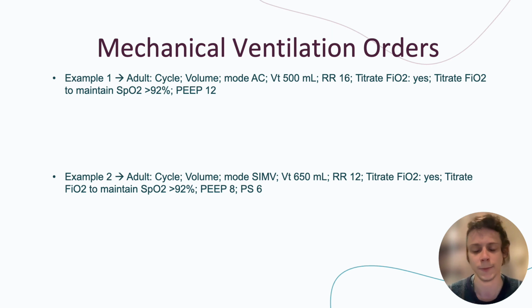So for the first one, it reads, adult cycle volume, mode AC, VT 500, respiration rate 16, titrate FiO2, PEEP of 12. So to break it down, this patient is on volume control mode, assist control, being delivered a tidal volume of 500 mLs at a rate of 16 breaths per minute, with titrating the FiO2 to SpO2 above 92%. They're on a PEEP of 12.